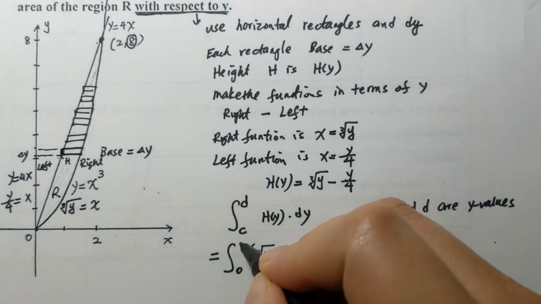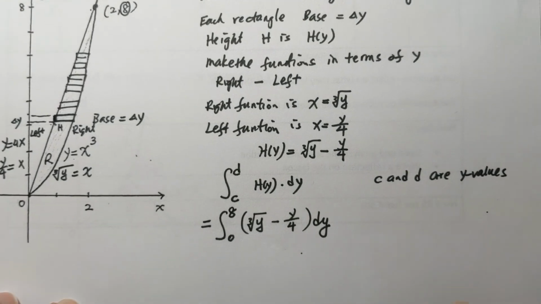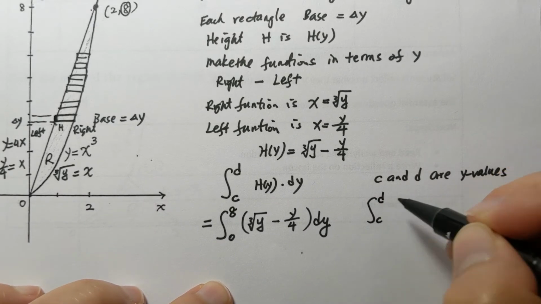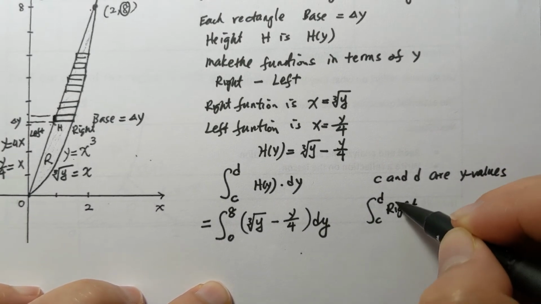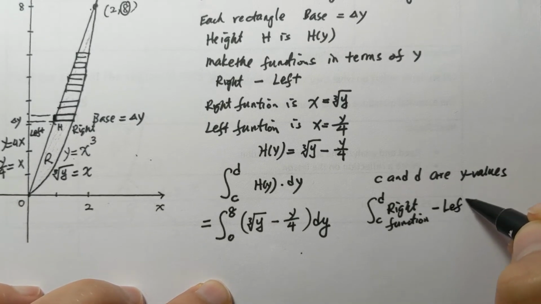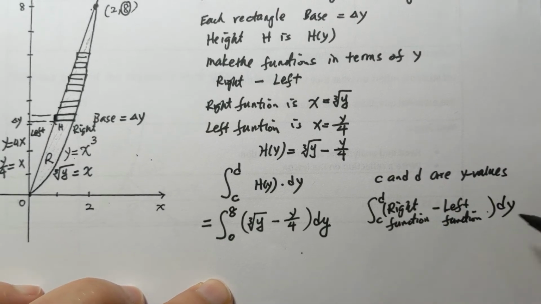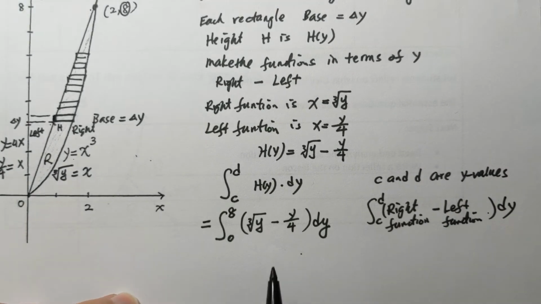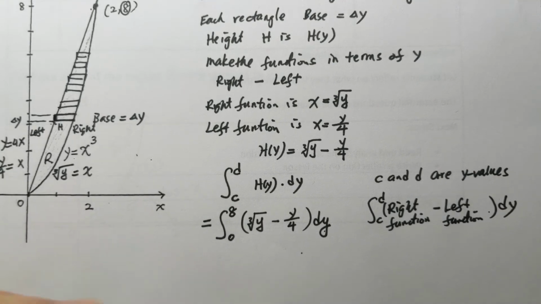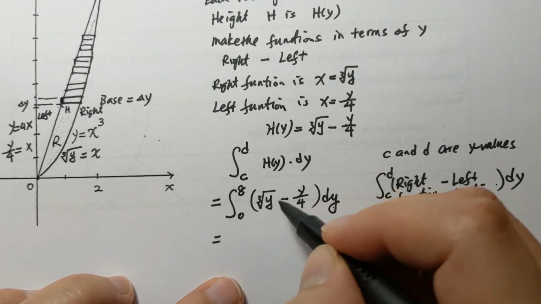So therefore the biggest y value is 8. So now we had our integral. It basically is the integral from c to d, right function minus left function, dy. The y and the y had to be the same variable. Now the next step is just integration. So we're going to integrate. I'm going to rewrite it.